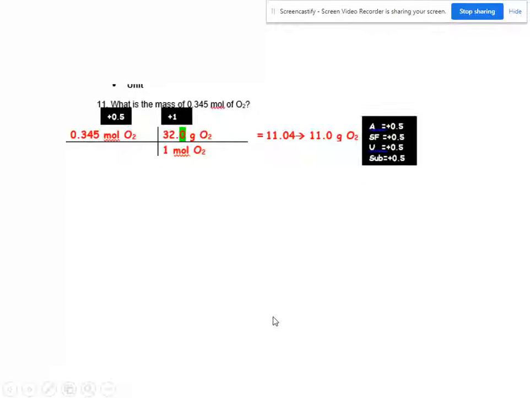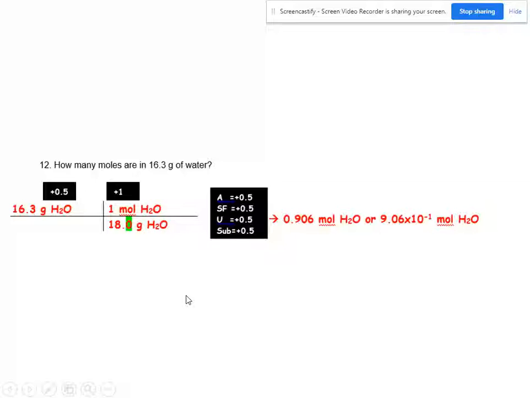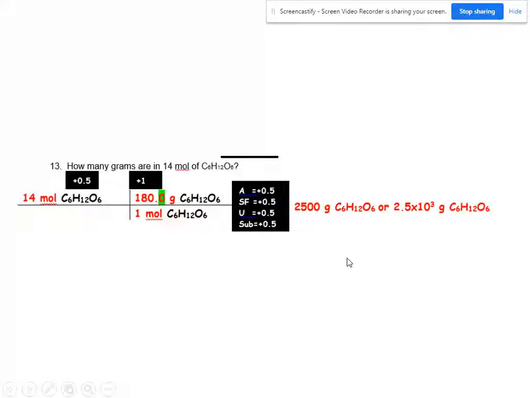Half point for answer, half point for sig fig, half point for unit, half point for substance. If your rounding was wrong, like let's say you accidentally rounded this to 11.1, it'd be a half. 12, you take 16.3 grams divided by the molar mass of water, 18.0 grams. The 1 mole goes in the numerator. The answer is 0.906 moles of H2O, or 9.06 times 10 to the negative 1 moles of H2O. Remember, you don't need both answers, just one.